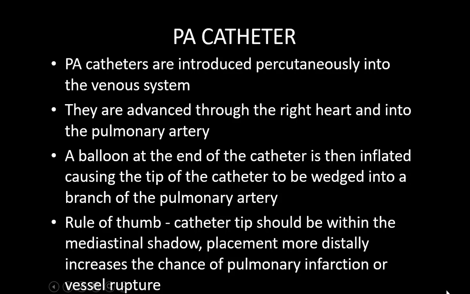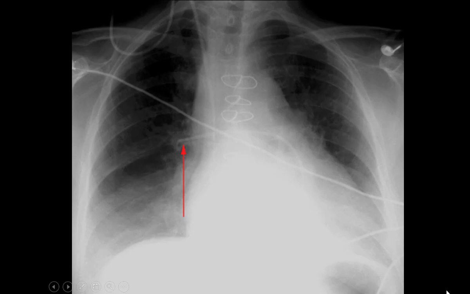Placement more distally would increase the chance of it lodging into a smaller distal branch, leading to pulmonary infarction or vessel rupture. So on chest X-ray, you can see this is the pulmonary artery catheter, and the tip of the catheter is within this mediastinal shadow. It should not go beyond this shadow. What else do you see in this X-ray? These are the sternal wires. So probably this patient has undergone a CABG. Now the thoracostomy tubes.